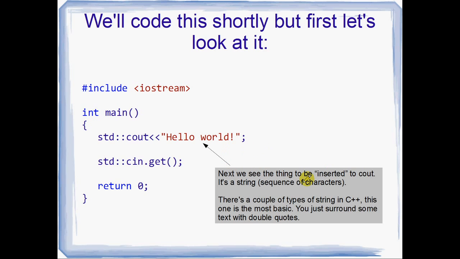The next thing that we see is what's to be inserted to cout. We just said that's the insertion operator just there. So this is what's to be inserted, and it's a string. You can tell it's a string because it's surrounded by double quotes, just like that. Visual Studio colors our strings red, make them easy to see. There's a couple of different types of string in C++, and this one's probably the most basic. This is actually just a series of characters, exactly as it looks. Plus, there's an invisible zero at the end, so cout knows when to stop printing the characters. Anyway, strings are surrounded by double quotes.